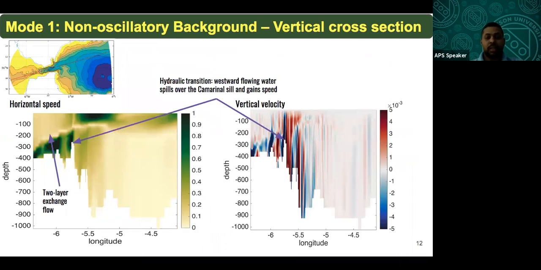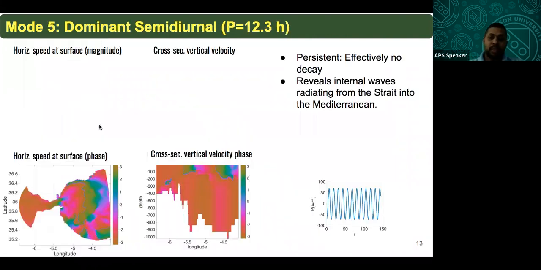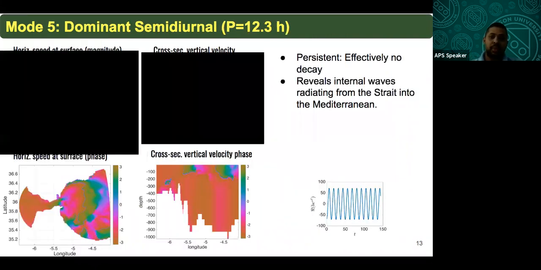We can see the same features in the cross section, and we can justify them using that cross section as well. It shows the hydraulic transition, and there are some hydraulic jumps as well. We can also identify the exchange flow in this case. So now let's move on to the other interesting modes.